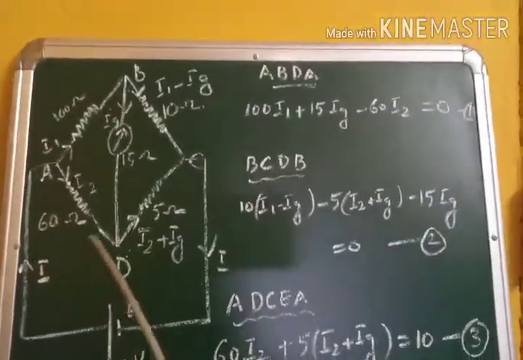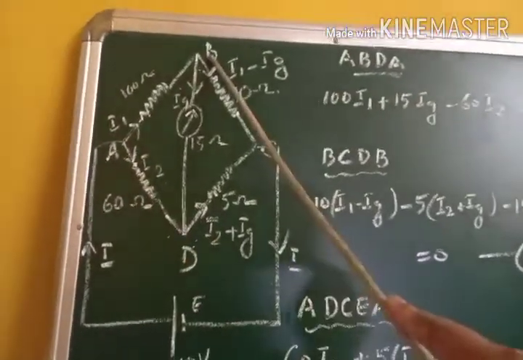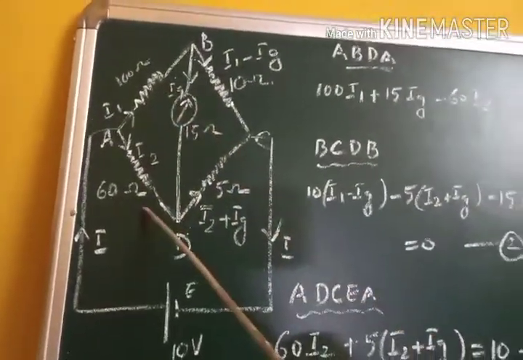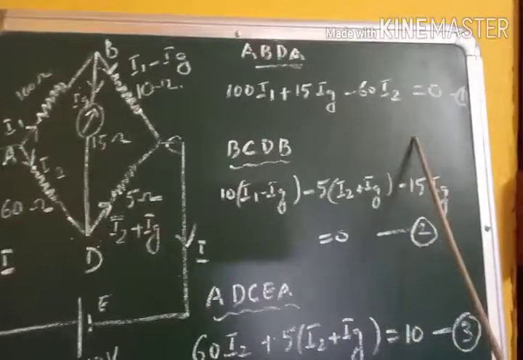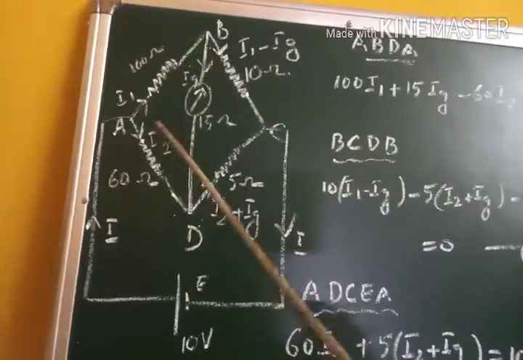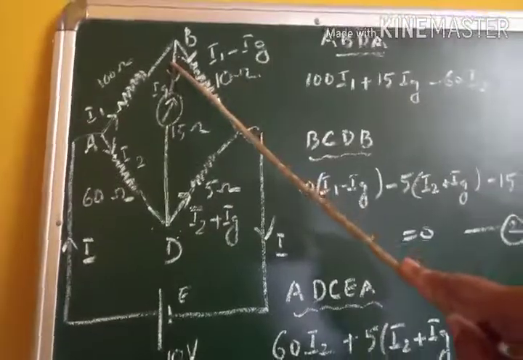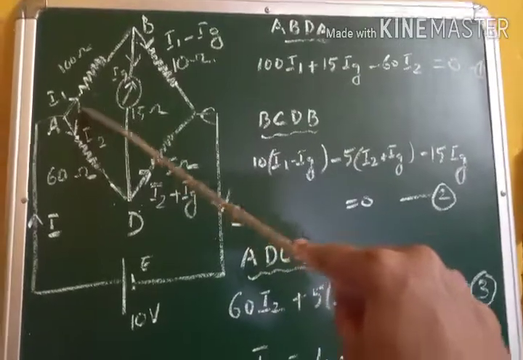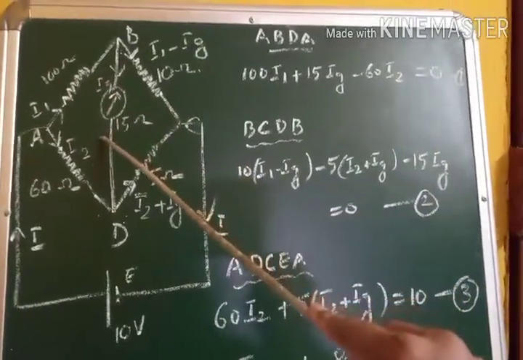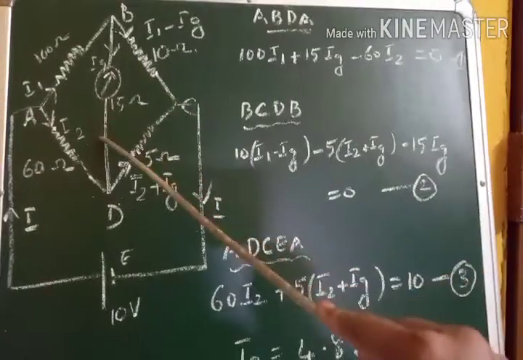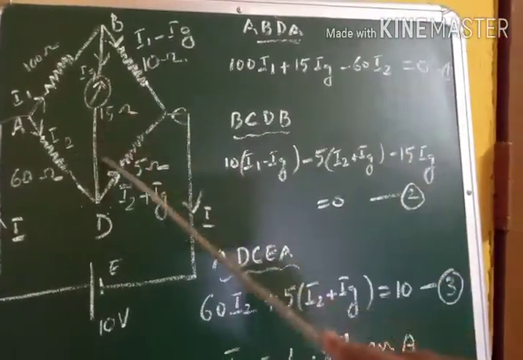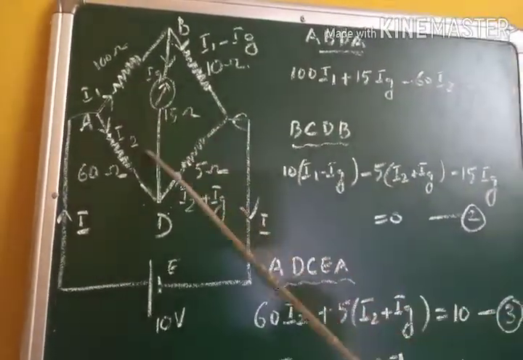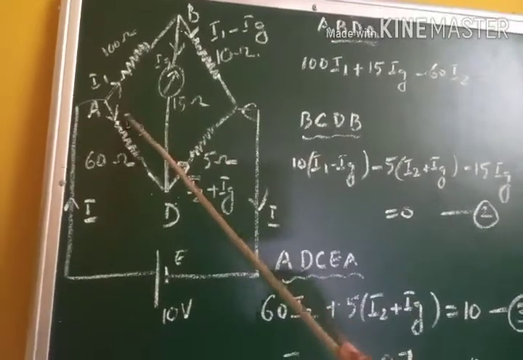We have to consider the different loops. So, first you consider this loop ABDA. We have 3 resistors and the EMF battery is not there, so we will equate to 0. When we consider ABDA, this is the direction of traversal. Through 100 ohm, current I1 is flowing in the same direction, so 100 into I1 is positive. Then the direction of traversal through the galvanometer and the current are also in the same direction, so PD across this galvanometer is also positive. So plus 15 Ig.